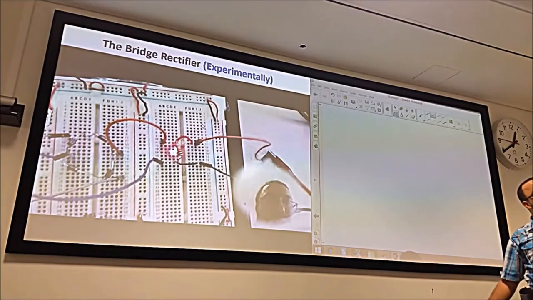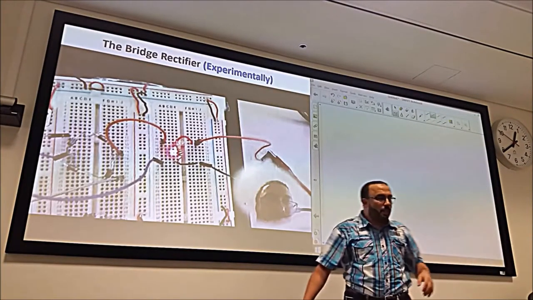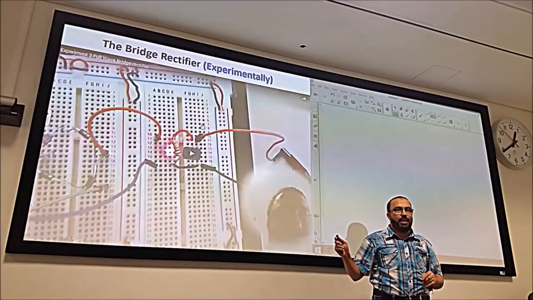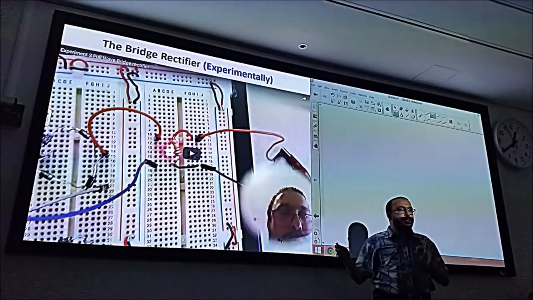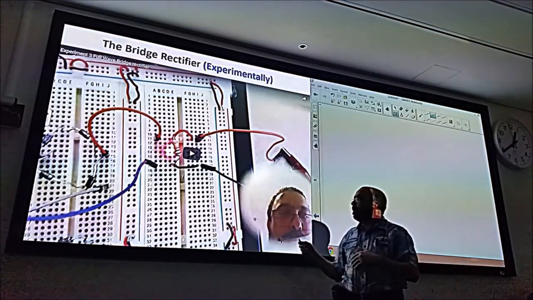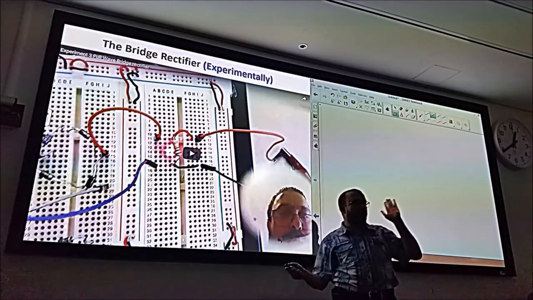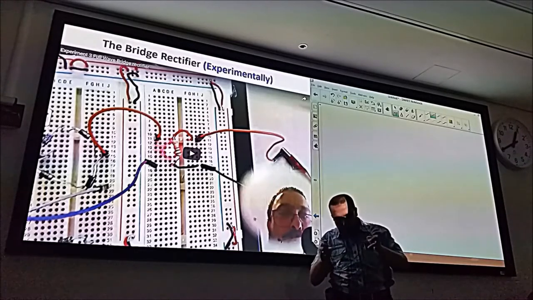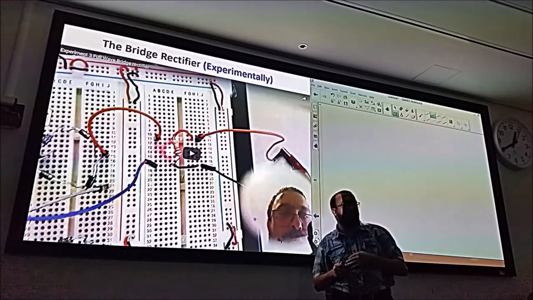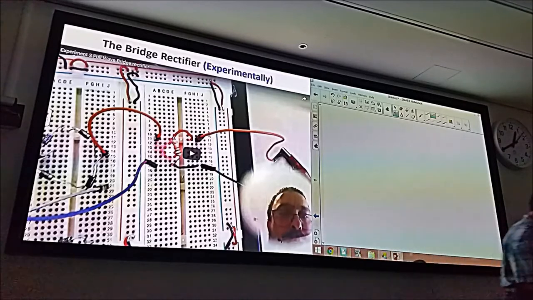Move back. Can you please switch off the light? What I want to show you here is another experiment, in this case the full wave rectifier, the bridge one, the one that you saw at the beginning of last class, the AC to DC converter. We'll see it again.